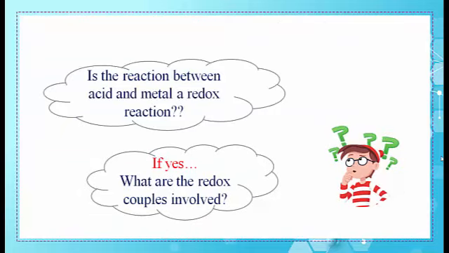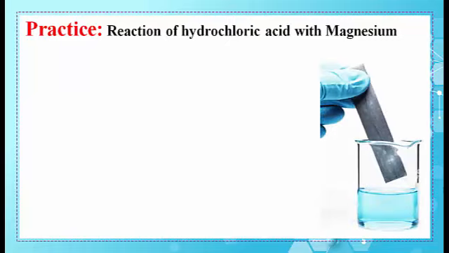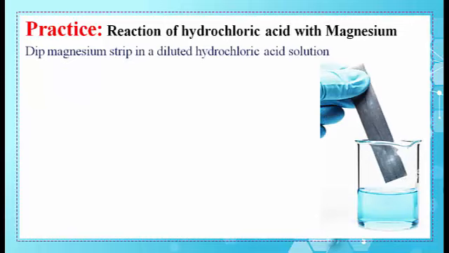Now, is the reaction between acid and metal a redox reaction or not? If yes, what are the redox couples involved in this reaction? To answer this question, look here at this practice, which is the reaction of hydrochloric acid with magnesium. In this reaction, we dip a magnesium strip in a diluted hydrochloric acid solution. Let's predict the corresponding reaction.